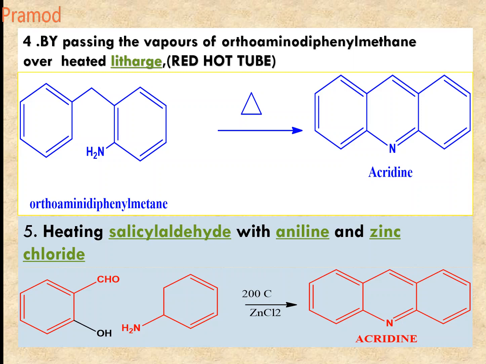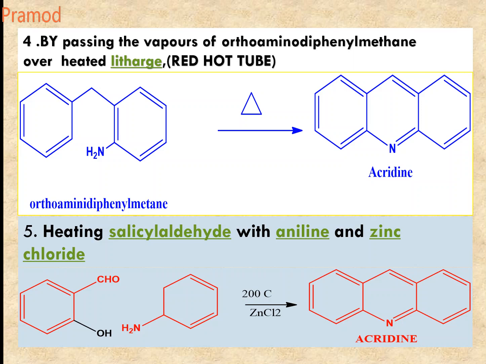The fifth method is heating salicylaldehyde with aniline. When you fuse aniline and salicylaldehyde using zinc chloride at high temperature, you get your acridine. So salicylaldehyde and aniline, you fuse it, it undergoes condensation to give you your acridine.